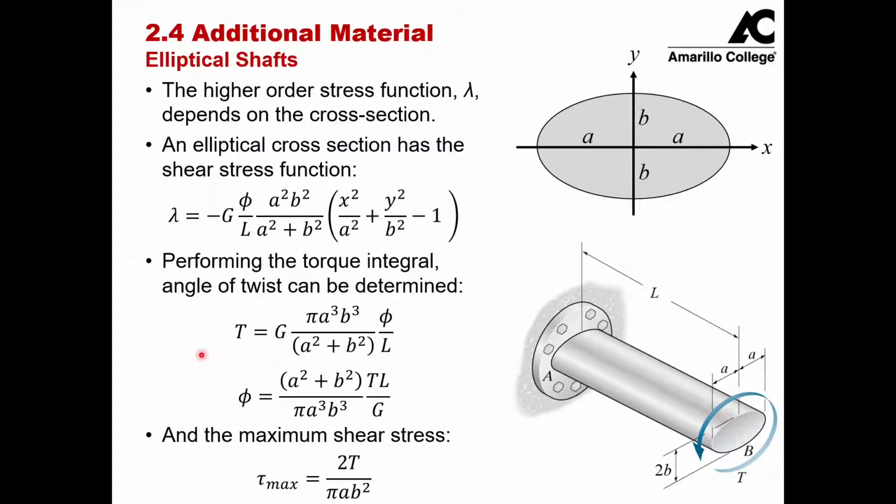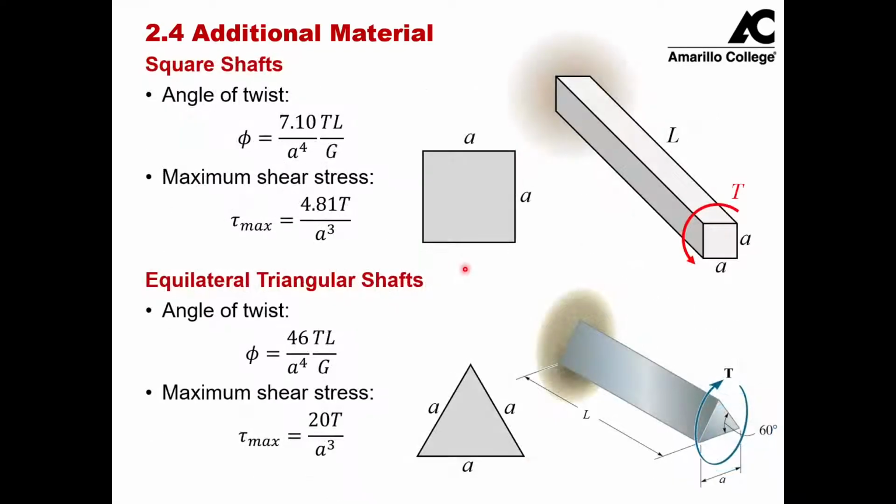And I have just given you here the equation for the maximum shear stress in an elliptical shaft, given by this equation right here. We can take those exact same steps, and we can solve for phi and our maximum shear stress for a bunch of different shapes. I shouldn't say a bunch of different shapes, for a handful of different shapes. So there are closed form solutions for ellipses. Here I give you the closed form solutions for a square shaft, and I've given you the closed form solution for an equilateral triangular shaft. So these equations were all solved using elasticity theory.